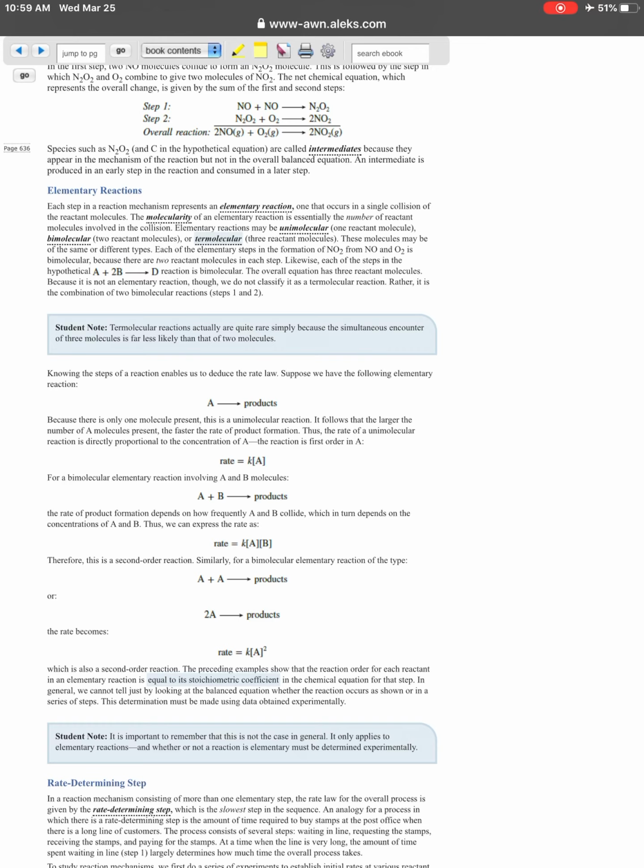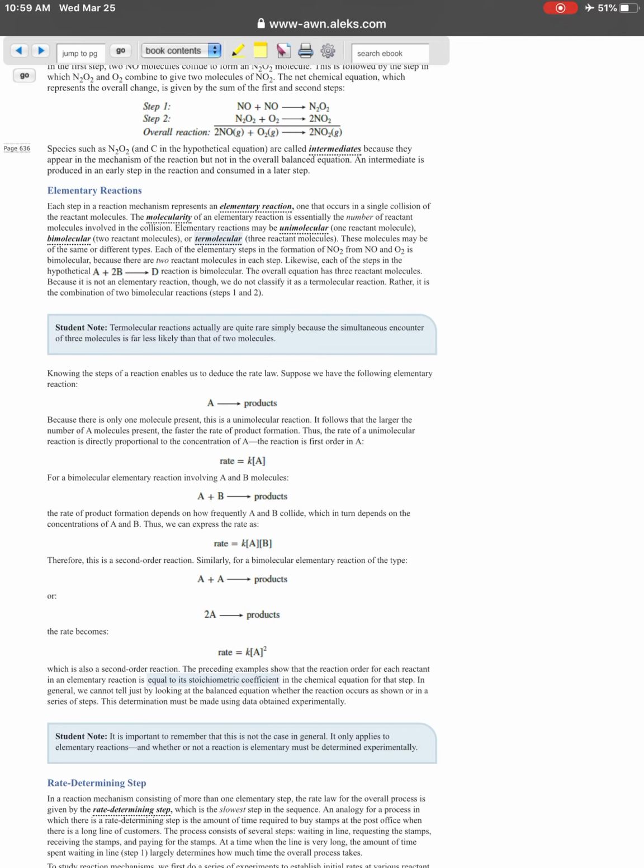Each of the elementary steps in the formation of NO2 from NO and O2 is bimolecular, because there are two reactant molecules in each step. Likewise, each of the steps in the hypothetical A plus 2B arrow D reaction is bimolecular. The overall equation has three reactant molecules. Because it is not an elementary reaction, though, we do not classify it as a termolecular reaction. Rather, it is the combination of two bimolecular reactions, step 1 and 2.